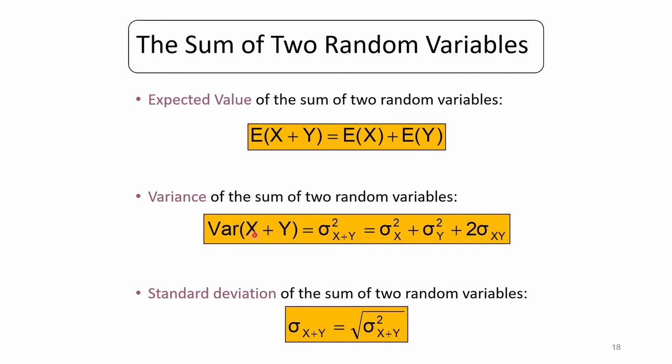The variance of X plus Y, the sum of two random variables, is given by the variance of X plus the variance of Y plus 2 times the covariance of X and Y. And the standard deviation is simply the square root of this equation.